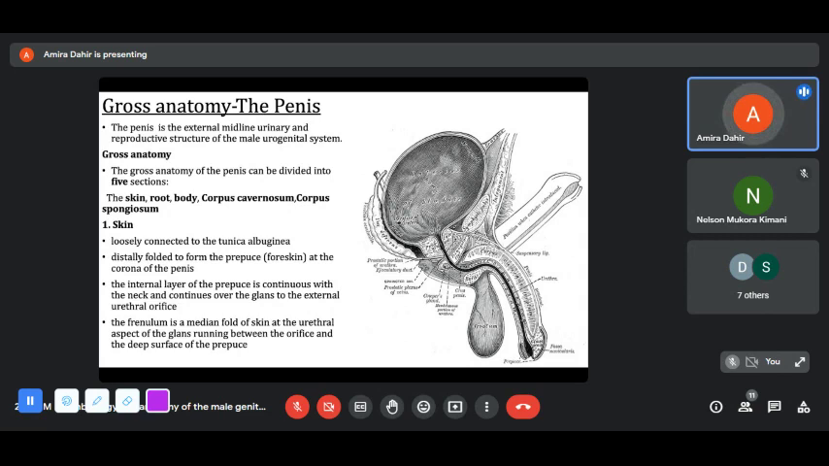As for the skin, it's loosely connected to the tunica albuginea, distally folded to form the prepuce, also known as the foreskin, at the corona of the penis. The internal layer of the prepuce is continuous with the neck and continues over the glans to the external urethral orifice. The frenulum is a median fold of the skin at the urethral aspect of the glans, running between the orifice and the deep surface of the prepuce.